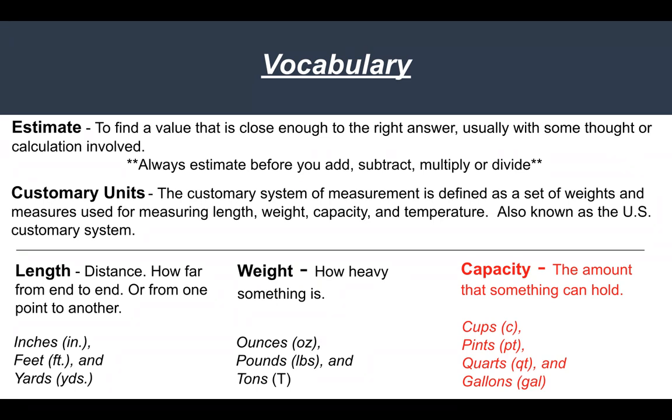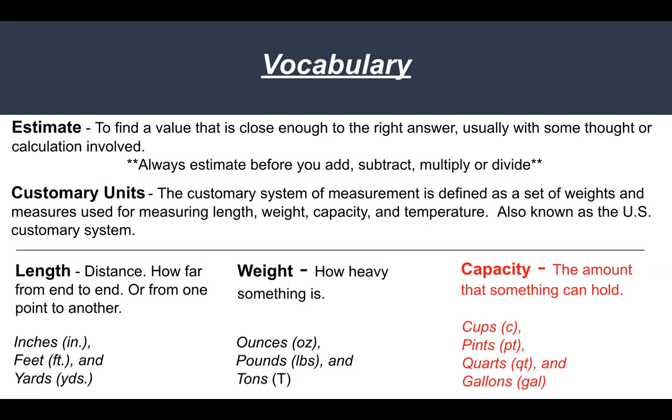First, we're going to start off with some vocabulary. Estimate: to find the value that is close enough to the right answer, usually with some thought or calculation involved. Remember, if a problem asks us to estimate or uses the word about, we are going to estimate before we add, subtract, multiply, or divide. When we use those operations, it makes it just a little bit easier.